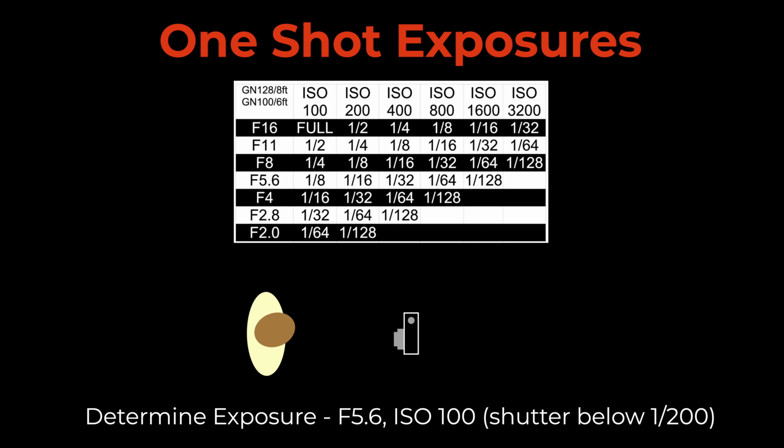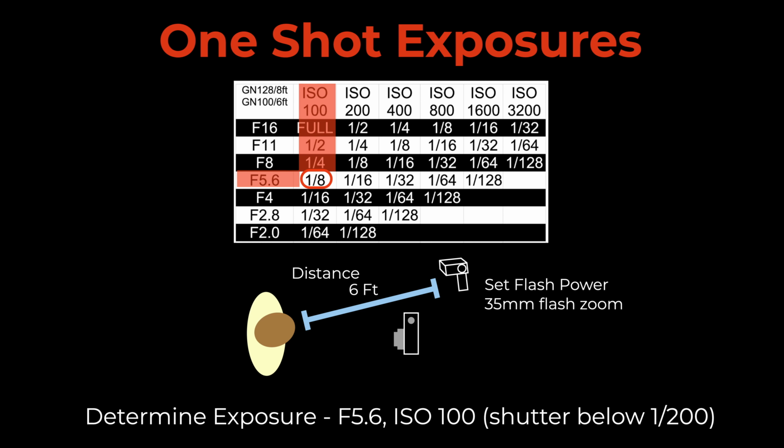What do we put our flash on, and how far do we put it from our subject to get the perfect shot? Now, according to my chart, ISO 100 and f5.6, it says 1/8 power. I put my flash on 1/8 power, and this chart is all figured out at around 6 feet away. If I put my flash 6 feet away from my subject at 1/8 power, you're gonna get a perfect exposure.